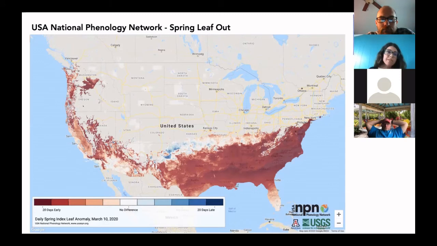There's lots of data here, and I encourage you to take a look at it. You can look at lots of different species, and you can visualize the data in different ways. So plants are leafing out sooner.